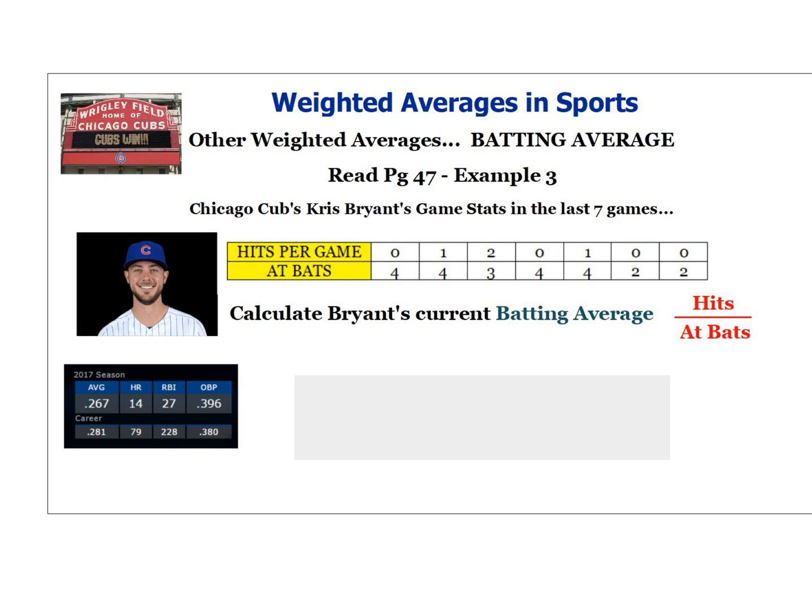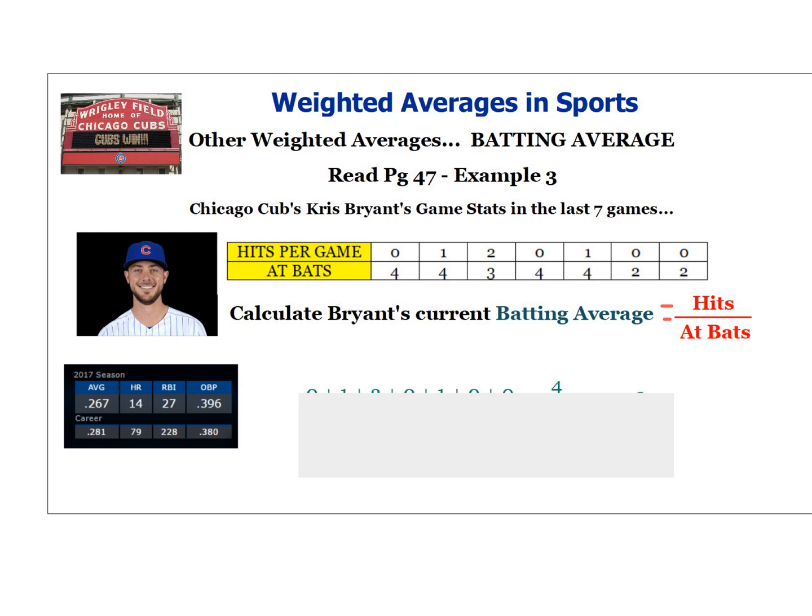Okay, so in this first screen, we're going to talk about batting average. We're going to look at Chicago Cubs Chris Bryant's game stats from back in 2017, his stats in the last 7 games. In the top row is the number of hits he had per game, and in the bottom row is how many times he was at bat. To calculate the batting average, you add up the hits and then divide by the number of at-bats.